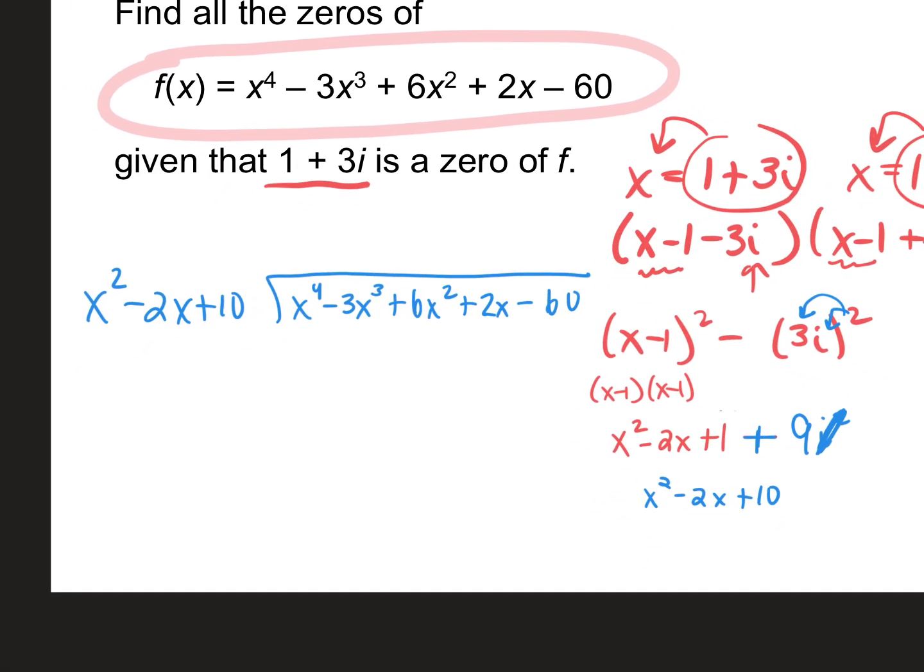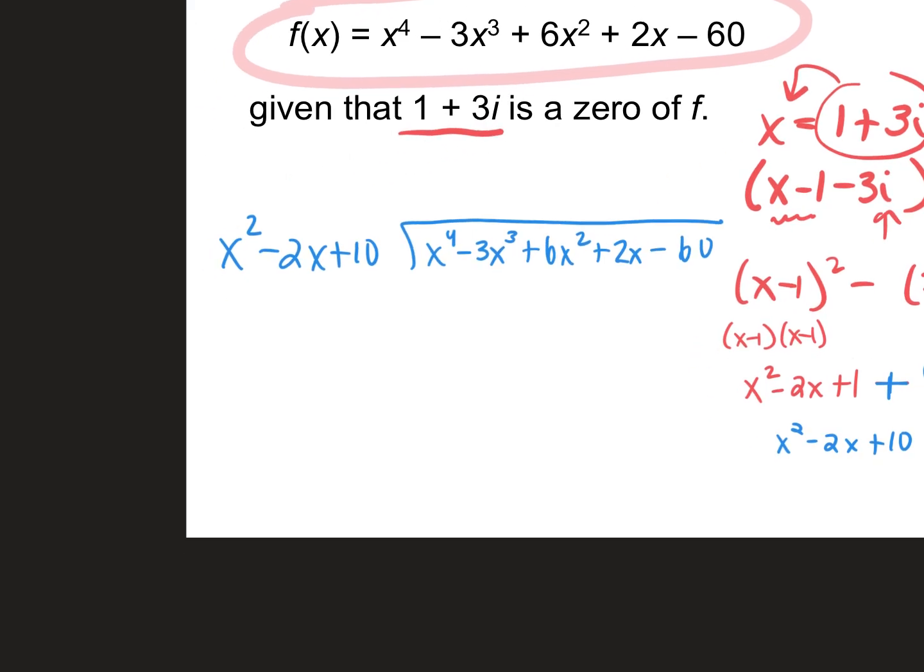Now, this will work every single time. You should not get a remainder. You're going to get an expression that will help you find the 2 remaining zeros. This is a long process, I understand. It is a pain, I understand, but it's important.